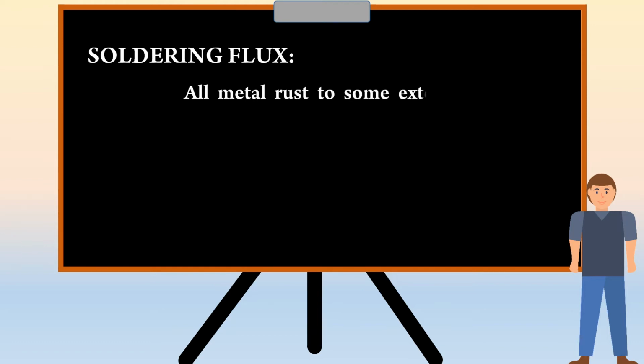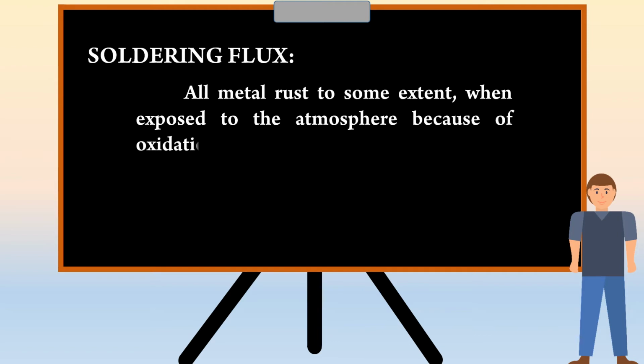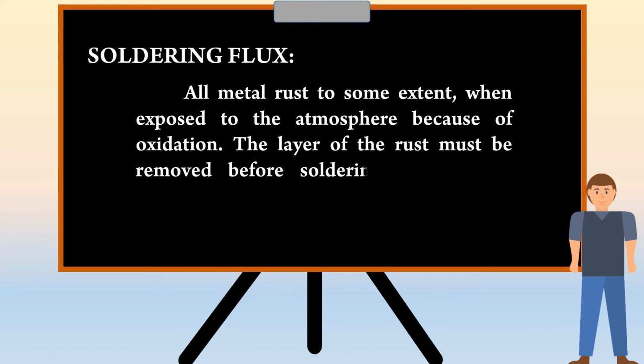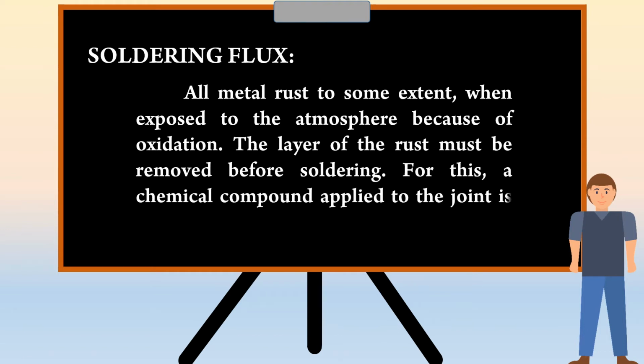After the solder topic, we are going to discuss the topic of soldering flux. All metals rust to some extent when exposed to the atmosphere because of oxidation. The layer of rust must be removed before soldering. For this, a chemical compound applied to the joint is called flux.